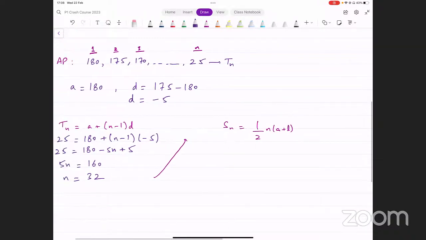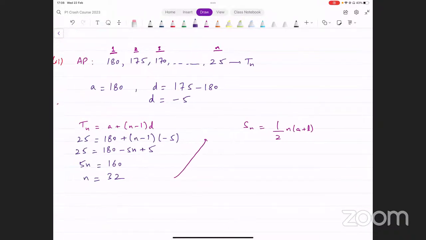What do we get from this? We are looking for the sum of 32 terms. We put n equal to 32. That gives us half into 32 into a plus l. The first term is 180. The last term, the nth term here, is 25. You put that here. And now you just evaluate what this number turns out to be. And that will give you the result. All right, use the formula and see what you get.